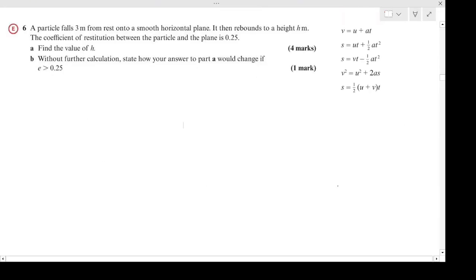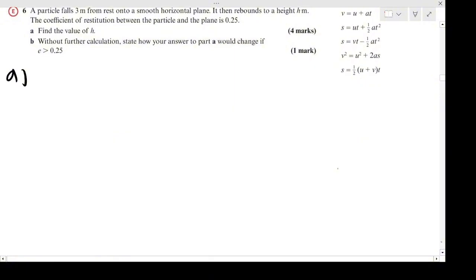Okay, now we're going to be adding coefficient of restitution into the mix. So here we're told a particle falls 3 meters from rest onto a smooth horizontal plane, it then rebounds to a height h. The coefficient of restitution is 0.25. Find h. Okay, so what's happening here? So we have this particle that's going to fall towards a floor. Okay, it mentions a horizontal plane. Just a fancy word for saying a floor, pretty much.